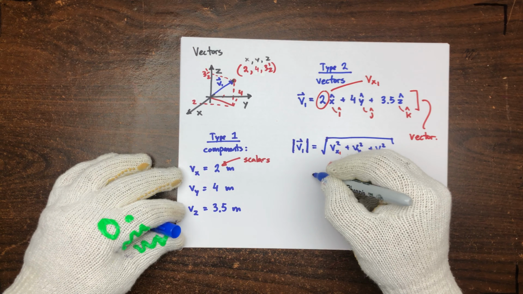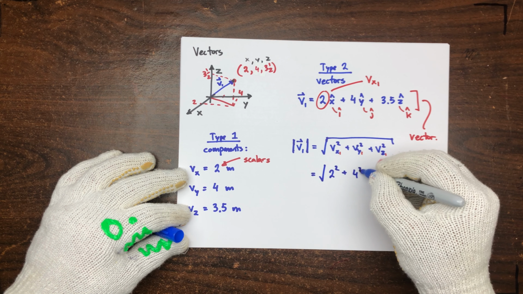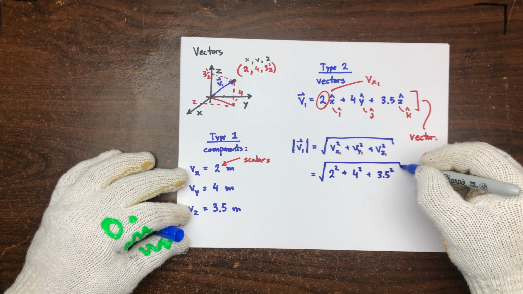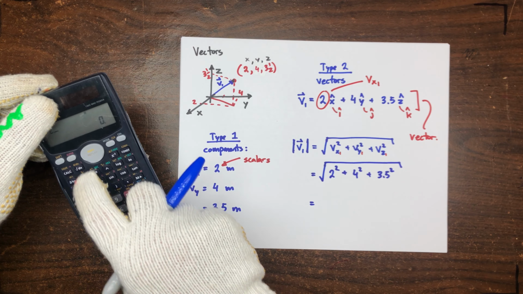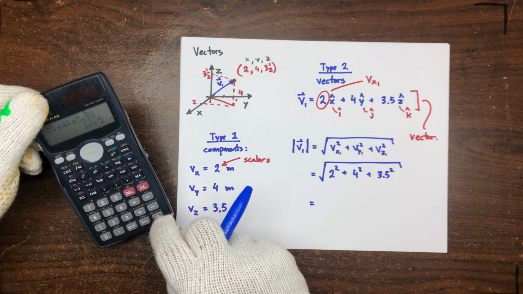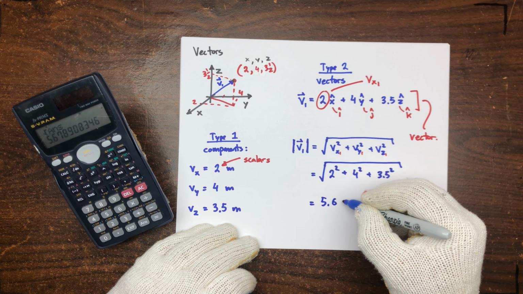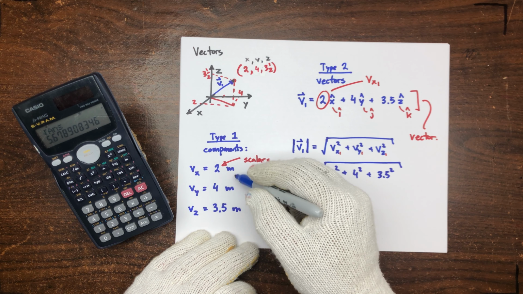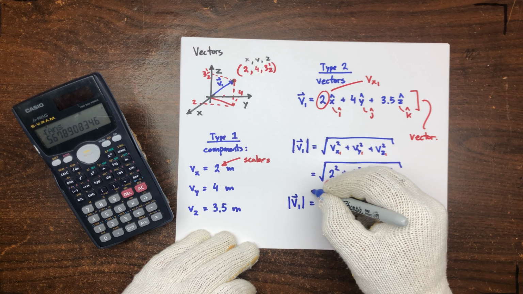And to actually do the number of it, this would be 2 squared plus 4 squared plus 3.5 squared, which is 5.68. And we have no units for this. It was given in meters, so we could say meters. And this would be the magnitude of vector 1.